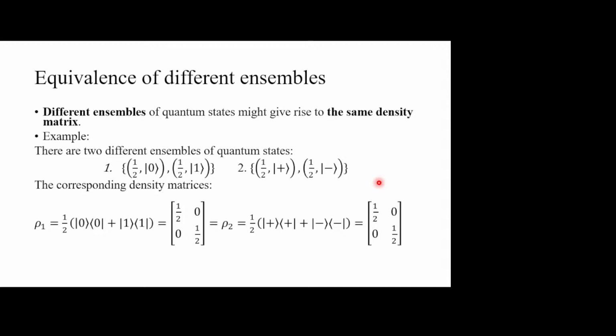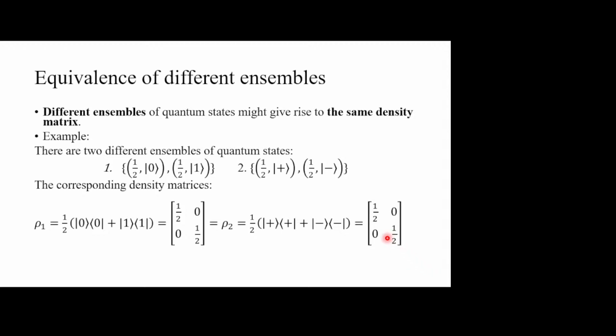This is a phenomenon we have seen before. Different ensembles of quantum states might give rise to the same density matrix. If you think about it a little bit, it might appear weird, but this is what happens. Here we have two examples that look very different. The first example is in the Z basis: one with probability 0, one with probability 1. And the second example is plus with probability one half and minus with probability one half. And we see that they actually correspond to the same density matrix, the identity over 2.